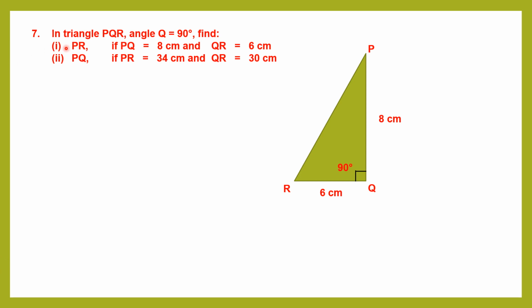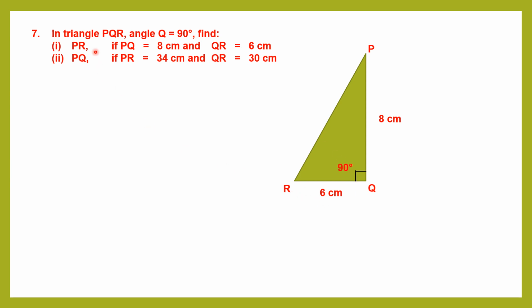Question 7. In triangle PQR, this triangle in green, angle Q is 90 degrees. First question is find PR, that is PR is the hypotenuse here because it is opposite the 90-degree angle. So we have to find the hypotenuse here if PQ is 8 centimeters and QR is 6 centimeters.